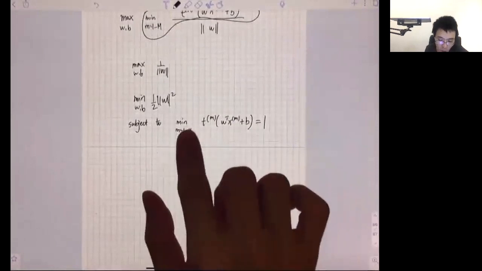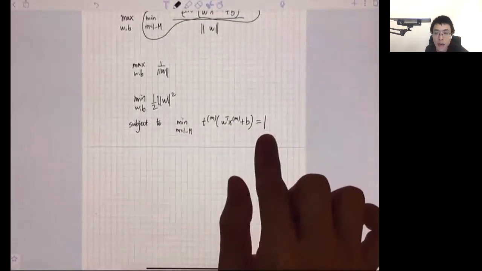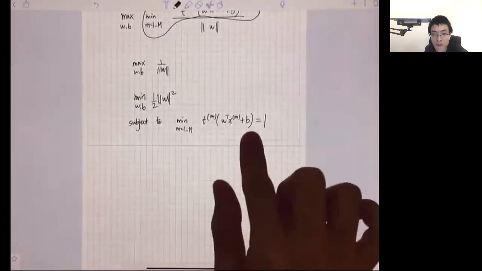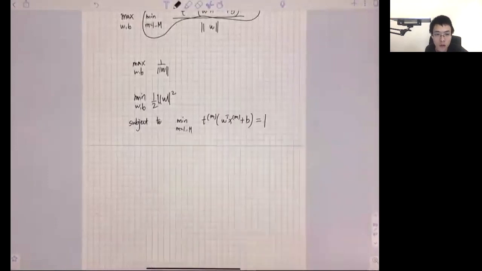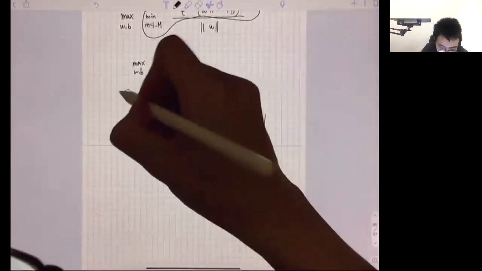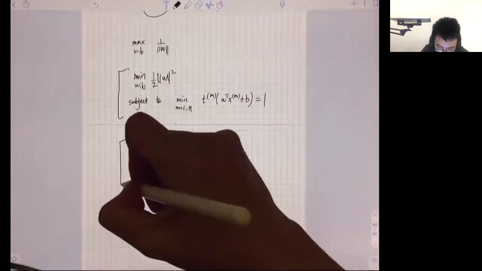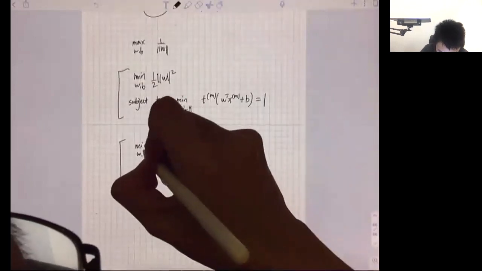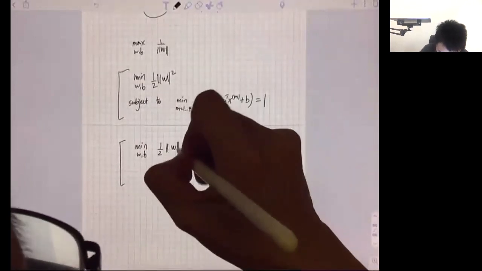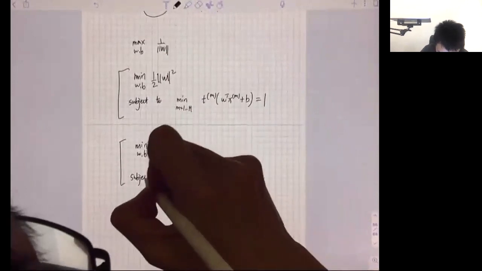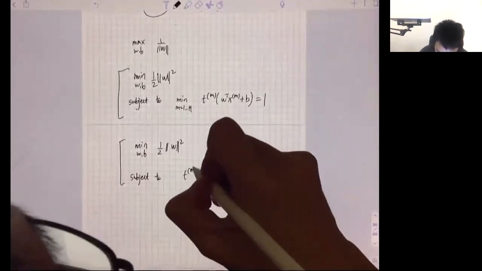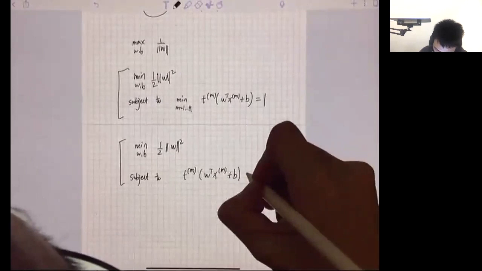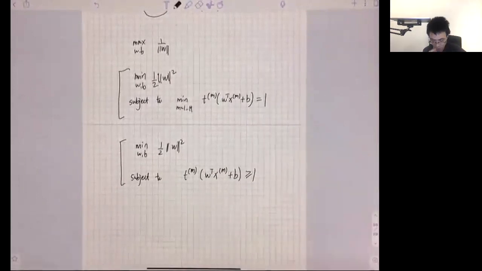But it's still not very good because this constraint is an equality constraint. And I mentioned that if you consider convex optimization, the equality constraint must be an affine function, but here it's minimizing something, so it's not good. So the idea now becomes, maybe it's the same as saying minimize the norm of w squared subject to t_m (w transpose x_m plus b) greater than or equal to 1.